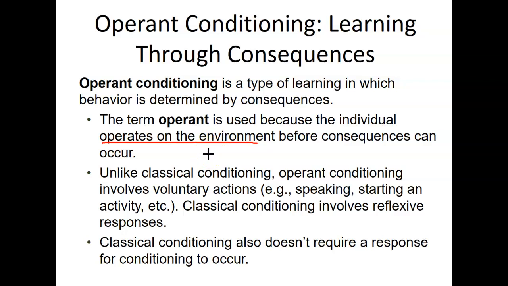Classical conditioning didn't require a response. It just required the eliciting of a reflex. Operant conditioning involves voluntary actions. Classical conditioning involves reflexive responses. As we were going through the section on classical conditioning, you may have been thinking, well, this explains some of my behavior, but most of what I do doesn't involve a reflex. So how does it explain that? Well, actually, it doesn't, and that's why we need operant conditioning to help explain other kinds of behavior.